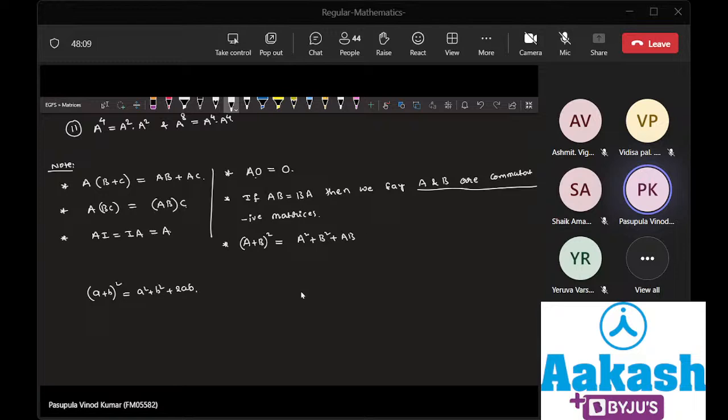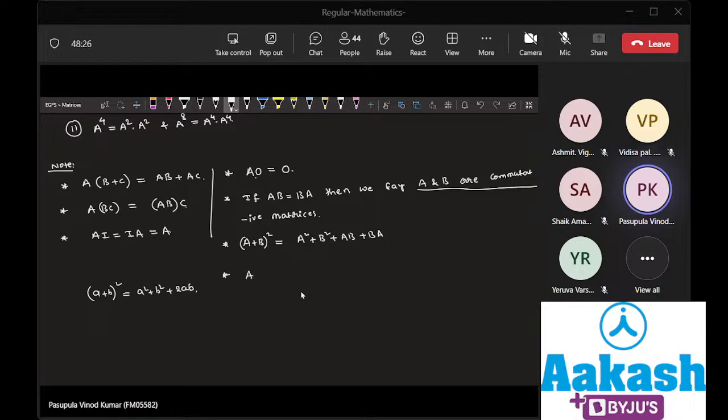AB plus BA you have to write. Because if both are equal, then you can write it as 2AB. But both are not always equal, right? Sometimes they are equal, sometimes they may not be equal. Are you getting it, everyone? Yes or no?